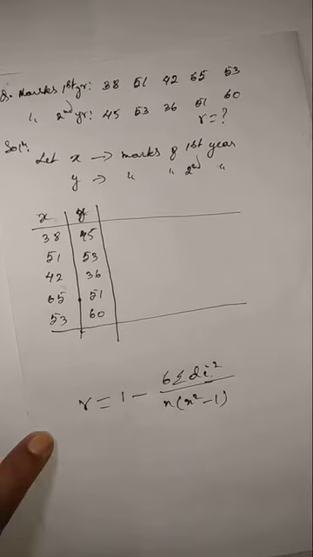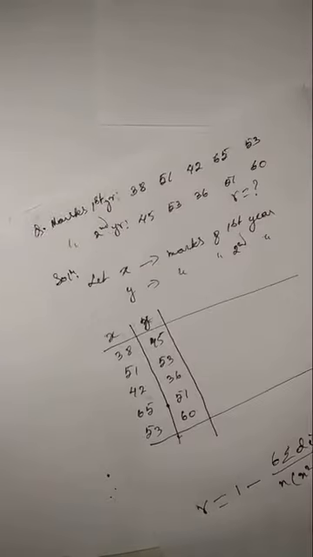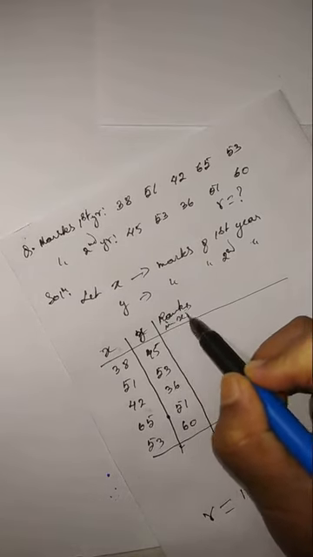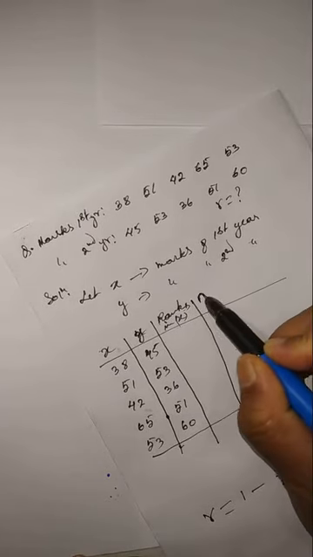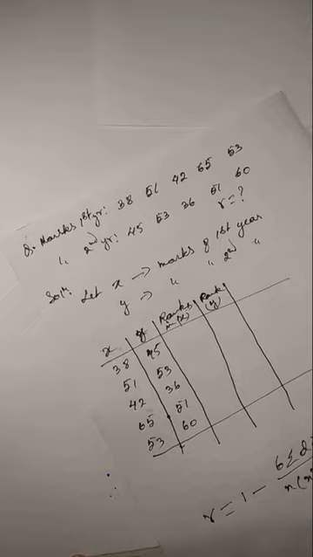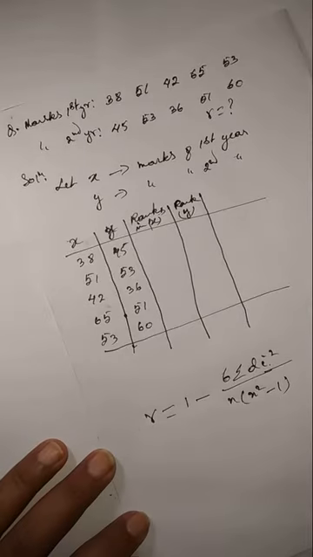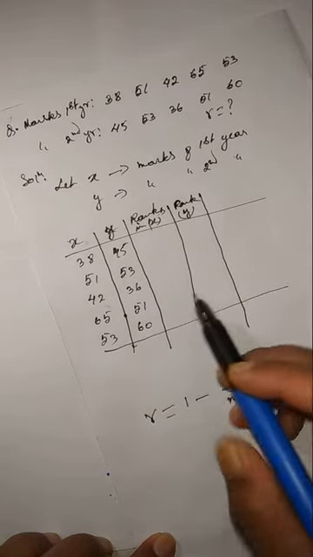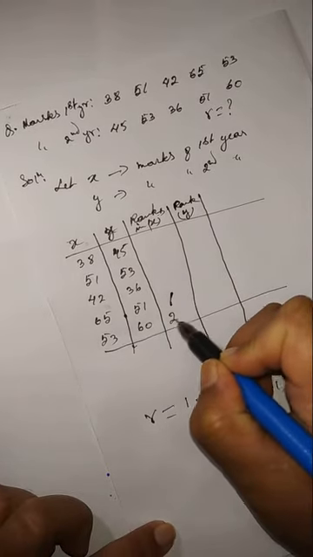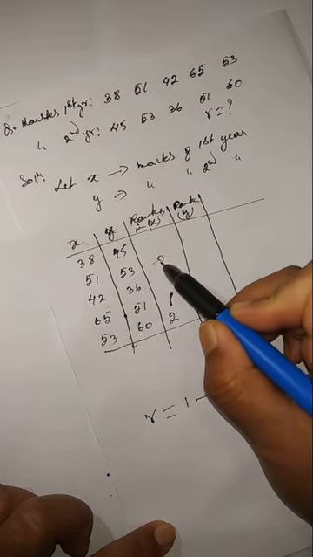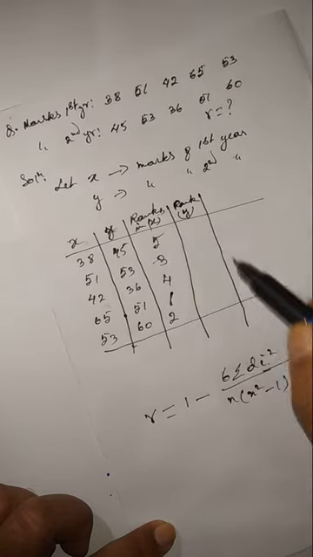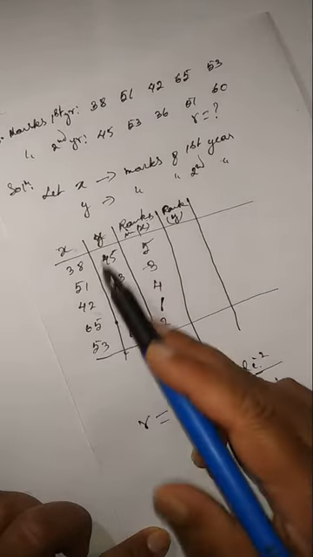So how do we rank these observations? We do it like this: rank in x, and then rank in y. For rank in x, what is the highest value? The highest value is 65, so put 1 on 65. The next is 53, and the next is 51, put 3, then 42, that is 4, and the last one is 38. So you have to rank from the highest value to the smallest value.